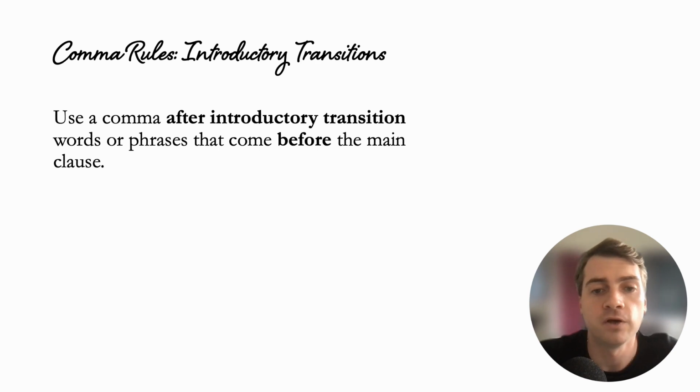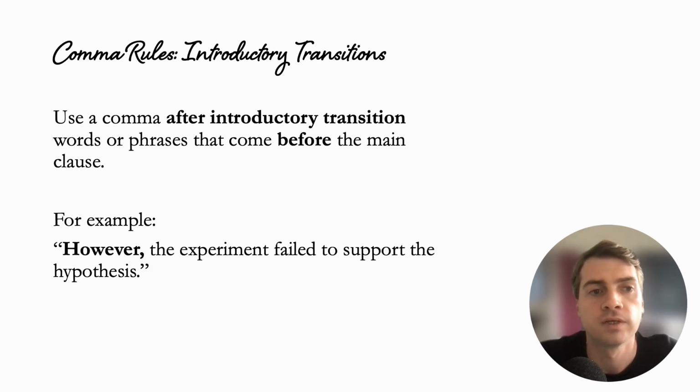So let's keep going. The first comma rule with transitions is use a comma after introductory transition words or phrases that come before the main clause. So for example, however, the experiment failed to support the hypothesis, okay? However here is an introductory clause starting the sentence off, and since it's before the main clause, it needs a comma.